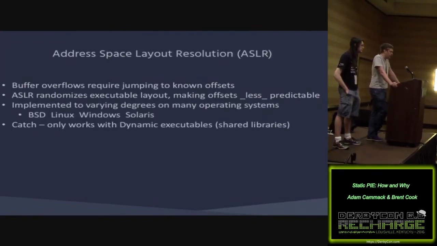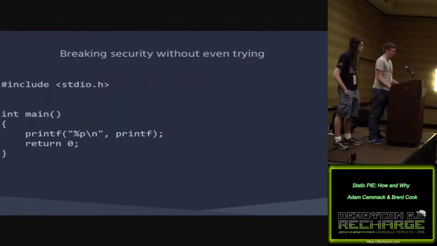One catch, though, is that traditionally ASLR only works with dynamic executables. So what's a dynamic executable versus a static executable? Well, I'll show you an example here. Here's a simple program that basically prints where printf is. What it should show is the address of the offset where printf is in libc.